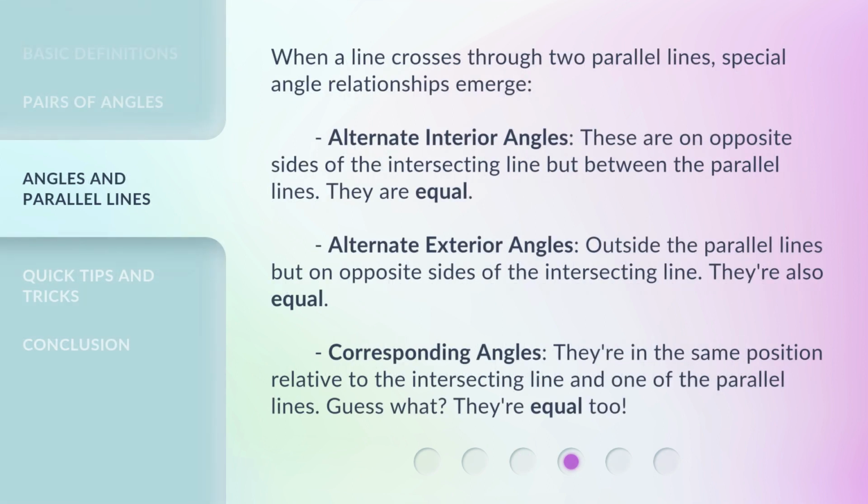When a line crosses through two parallel lines, special angle relationships emerge. Alternate interior angles. These are on opposite sides of the intersecting line but between the parallel lines. They are equal. Alternate exterior angles. Outside the parallel lines but on opposite sides of the intersecting line. They're also equal. Corresponding angles. They're in the same position relative to the intersecting line and one of the parallel lines. Guess what? They're equal too.